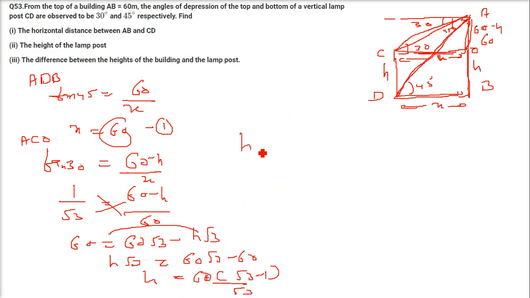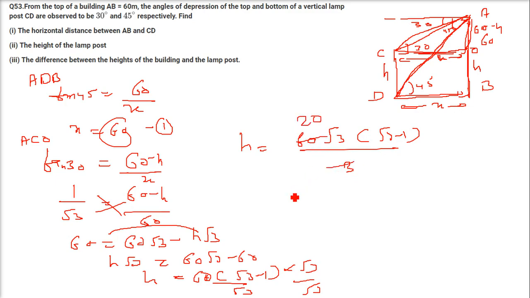If you want to solve it more, you can multiply the numerator and denominator by root 3. So what do you get? 60 times root 3 minus 1, by root 3 into root 3 is 3. So you get 20 here. 20. Multiply root 3 inside. Root 3 into root 3 is 3. And this will be root 3. This is the height. So this is the height. This is the distance, right?